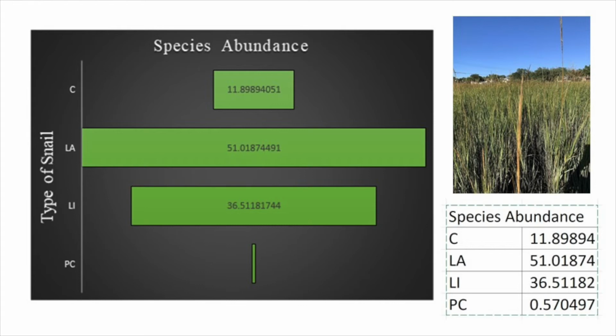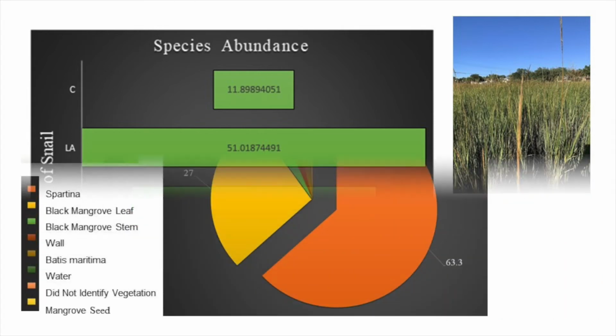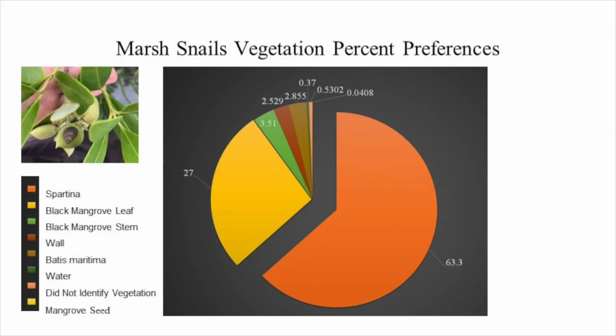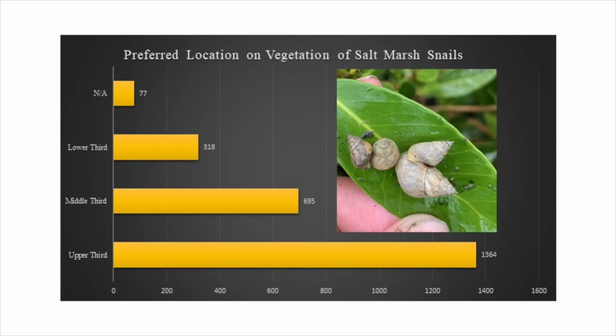The overall preferred vegetation was Spartina. This is because Littoraria angulifera and Littoraria aerata are the 2 largest groups of snails, and they can both be found on Spartina. The second largest preferred vegetation was black mangrove leaf. That is because it is the top choice of Littoraria angulifera and the most abundant species in my sample.